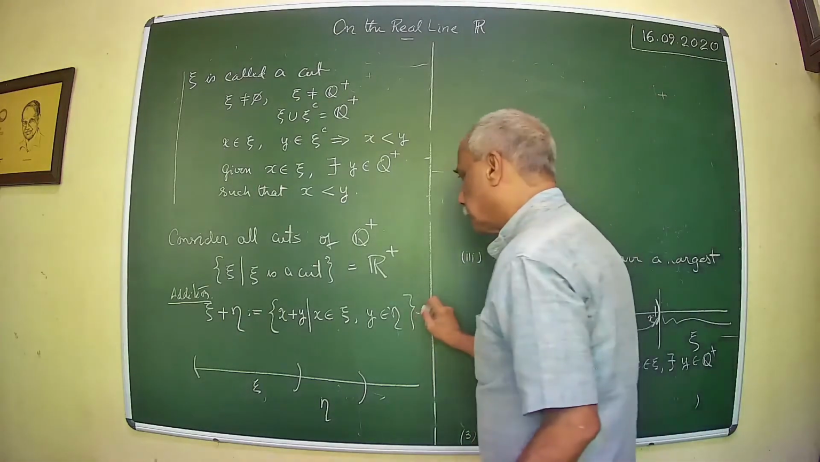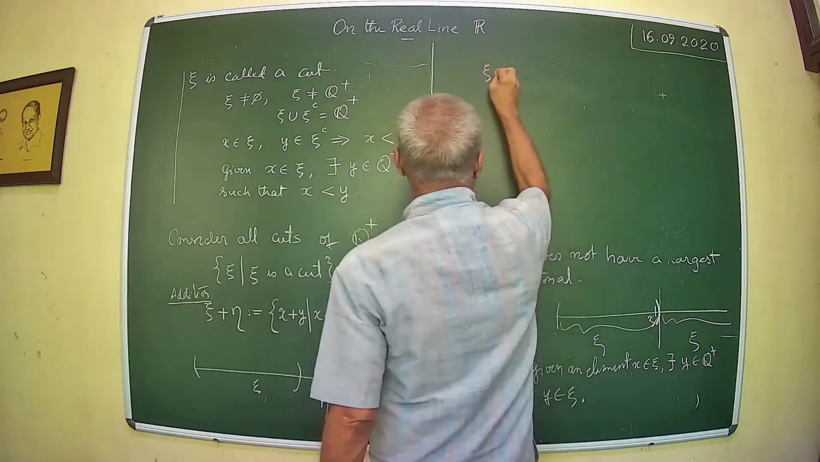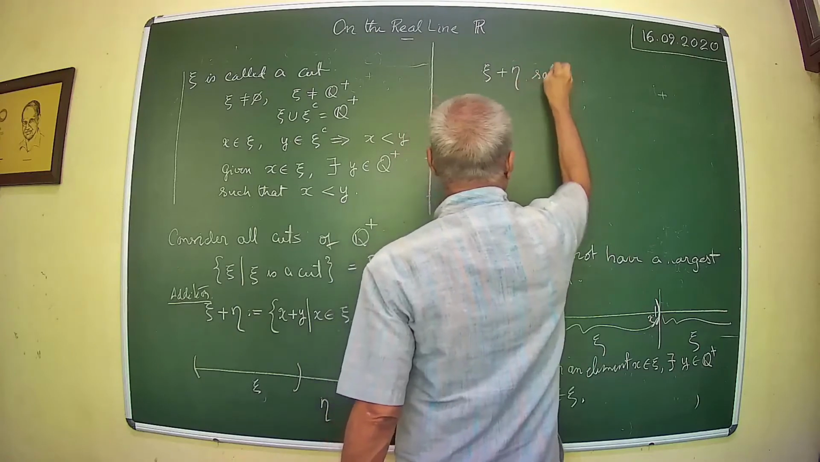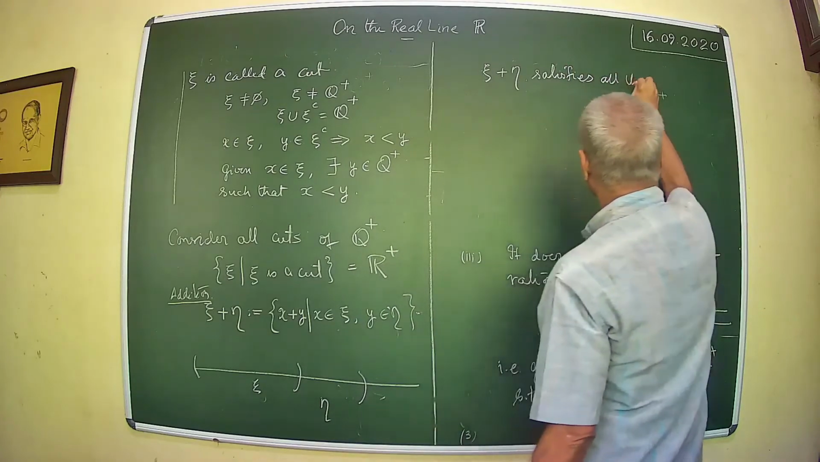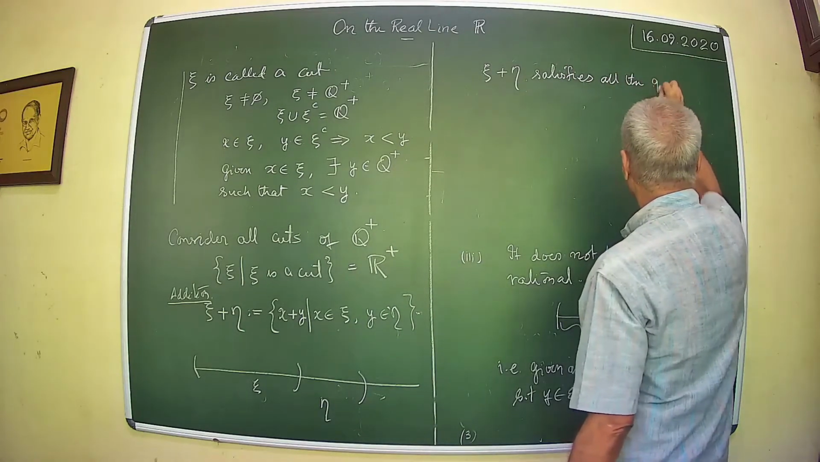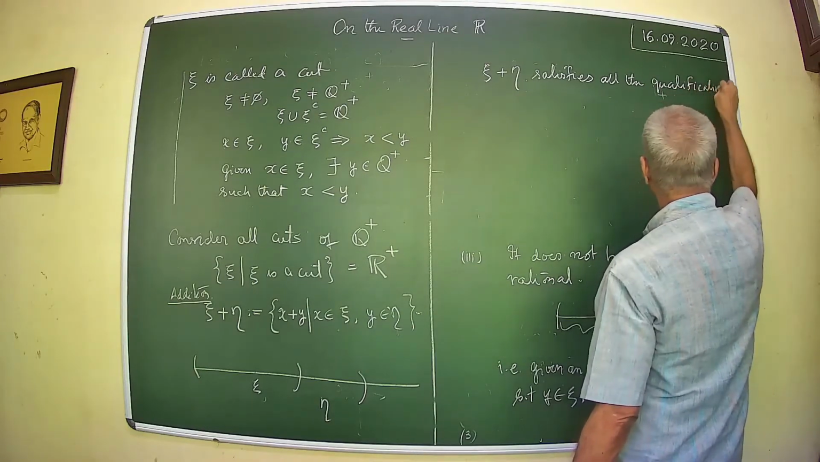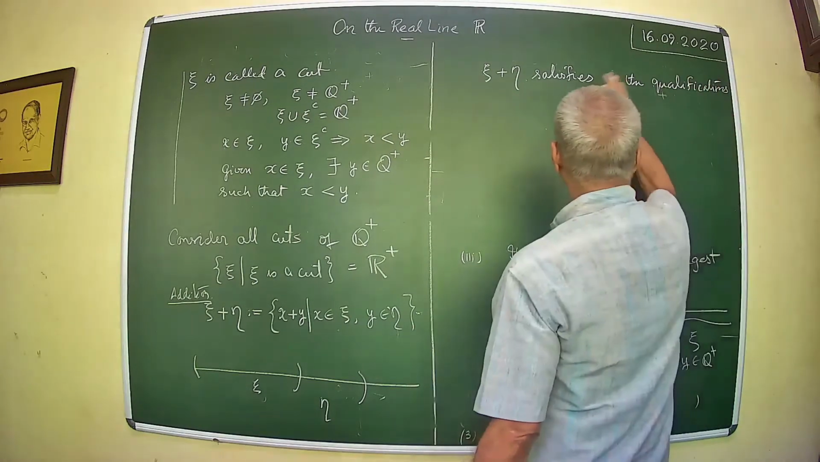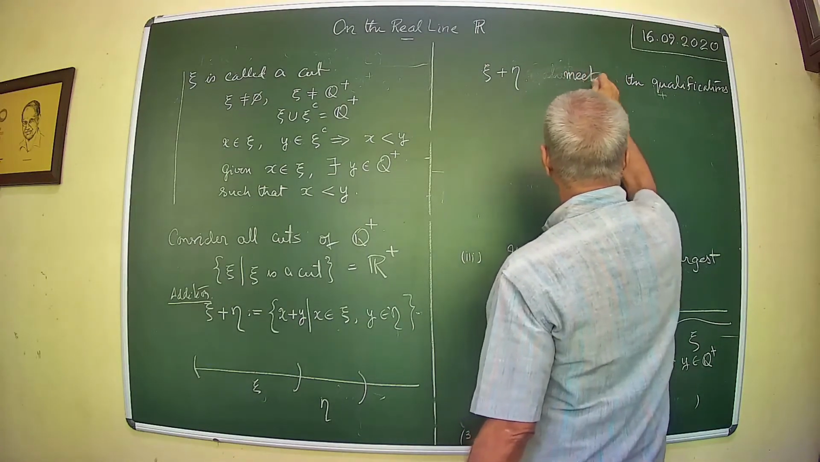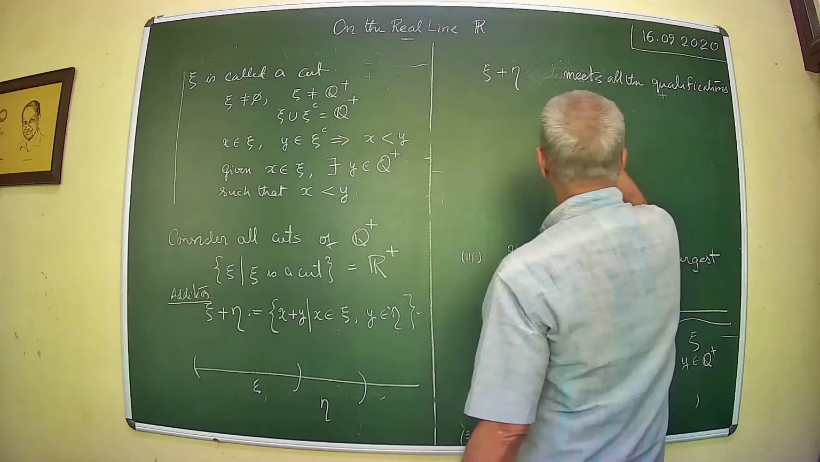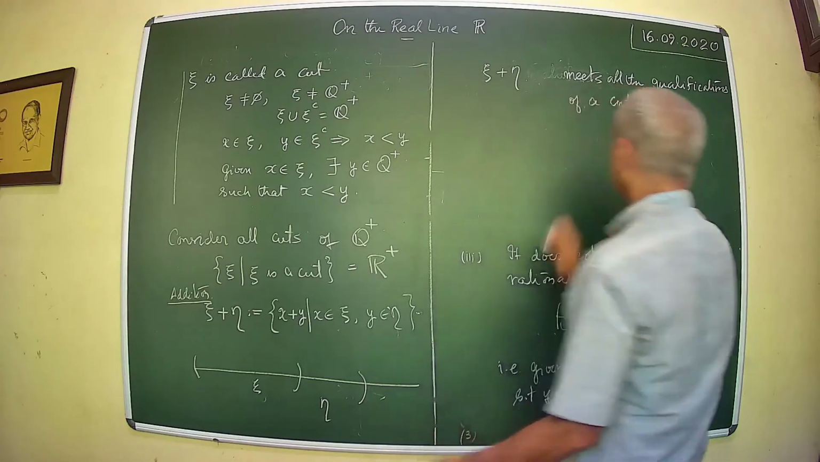So one has to prove that psi plus eta satisfies all the qualifications of a cut. So psi plus eta is a cut.